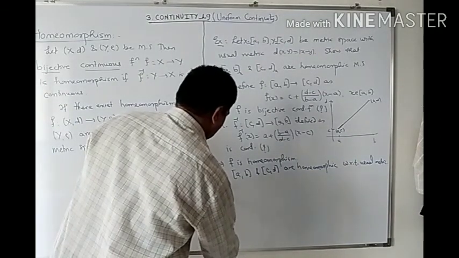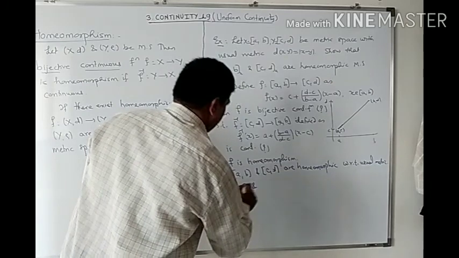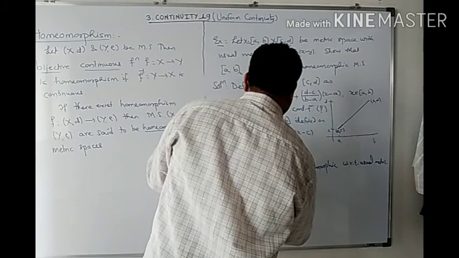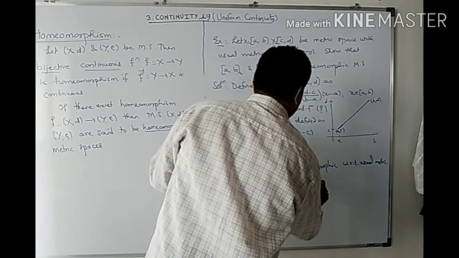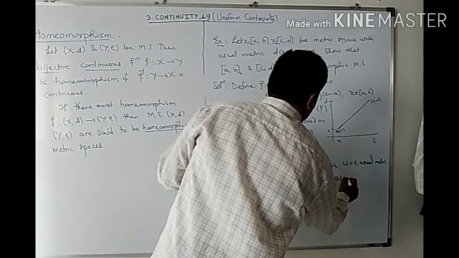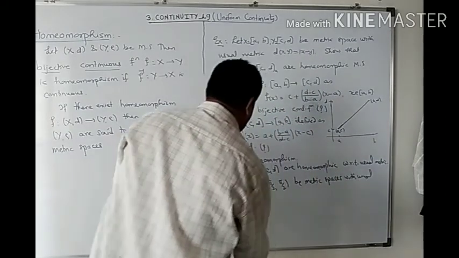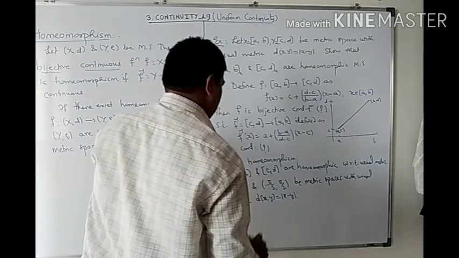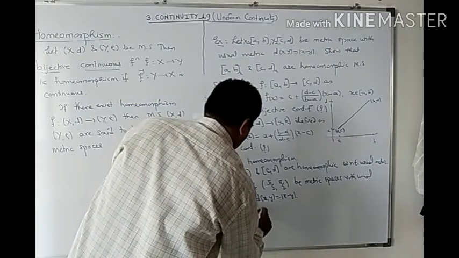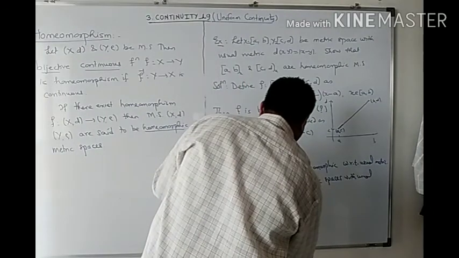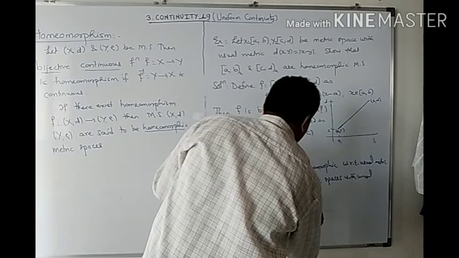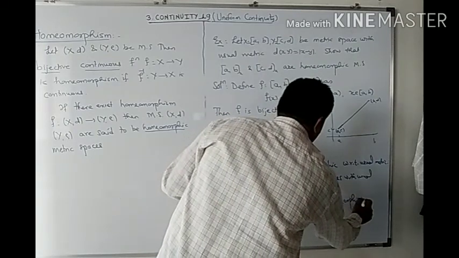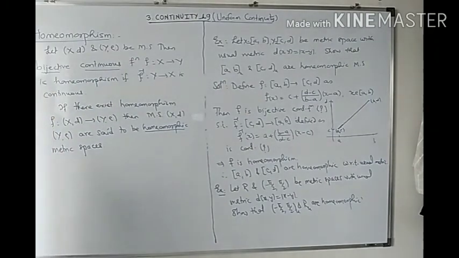Next one. Let R and the open interval (−π/2, π/2) be metric spaces with the usual distance metric d(x, y) = |x − y|. Show that (−π/2, π/2) and R are homeomorphic. So you have to give some bijective function.